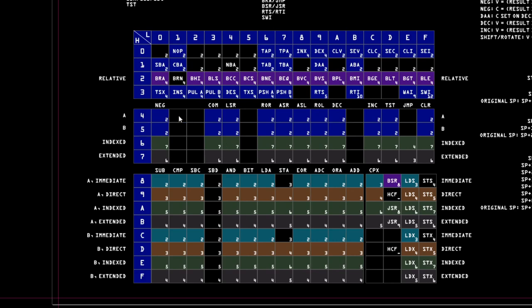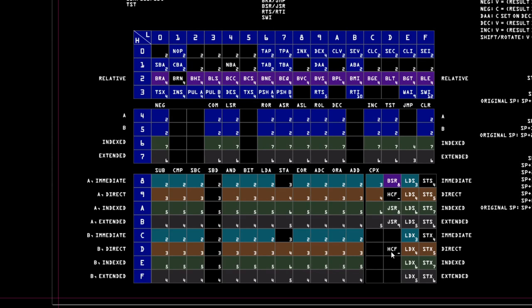The ones in black are the ones that are not documented. One of the more famous ones is HCF, or halt and catch fire. This is either 9D or DD. What HCF does is make the address lines increment every cycle, and it just keeps doing that until you reset the processor.